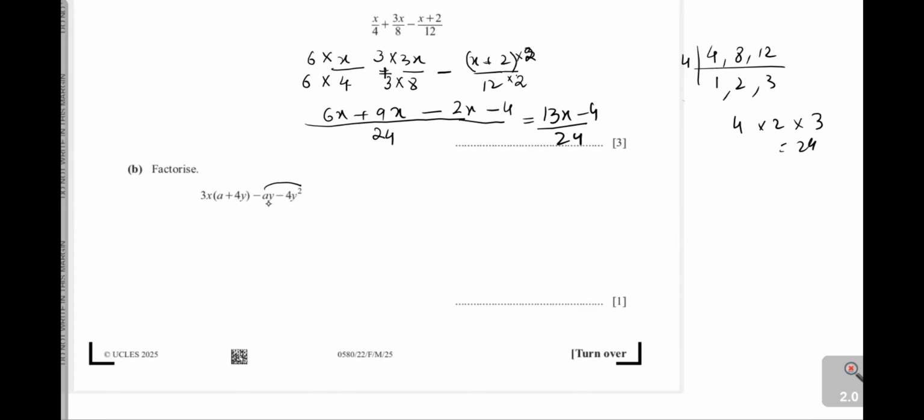Look here, in the second and third term, y is common. We take y as common in these last two values. This becomes minus y common. We can write this as a plus 4y, and we write the remaining value 3x into a plus 4y as it is.